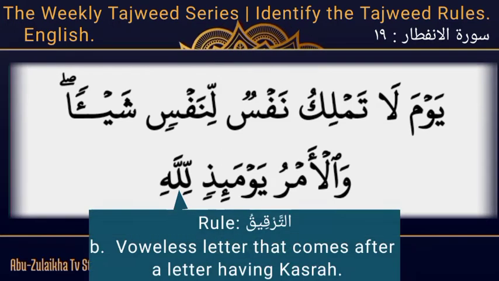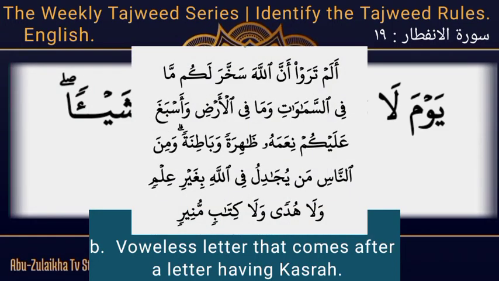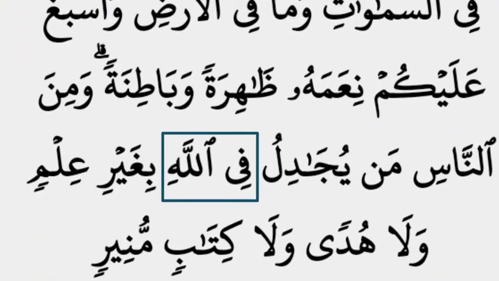The second option is whenever it is preceded by a vowelless letter that comes after a letter having kasra. If you check Surah Luqman, verse 20, you see the example there, fillah. Do you understand? You can see the first word ends with ya having sukun, and the letter fa carries kasra. So in this case, the lam in the word of majesty is going to be light.